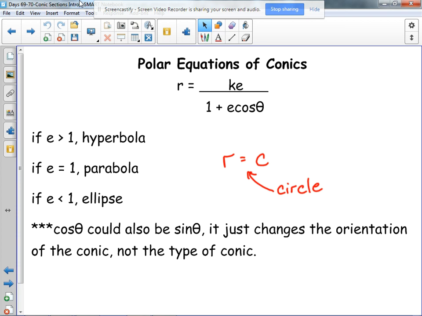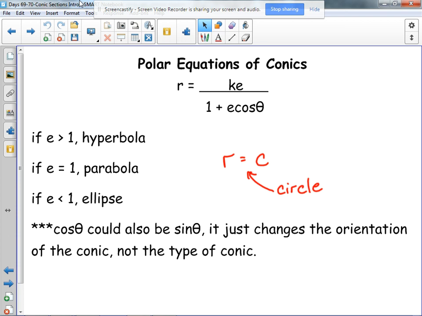If it has cosine, where should it be oriented? Cosine always goes with x. So typically if it's got cosine in it, that means it's going to be oriented with the x-axis, or horizontally. If sine's in there, it's going to be oriented with the y-axis, or vertically, okay?